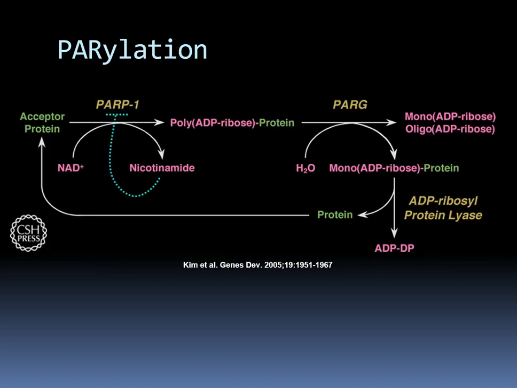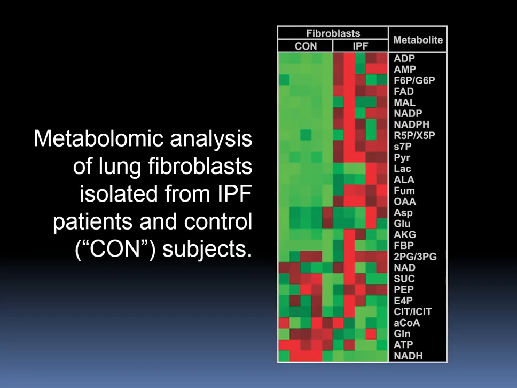We know that PARP1 uses NAD+ as a substrate to catalyze the extension of poly-ADP ribosylation. This modification of proteins, most of which are transacting factors, would potentially affect myofibroblast differentiation. So we analyzed the potential metabolic change in the fibroblasts isolated from IPF patients and the fibroblasts from control subjects.